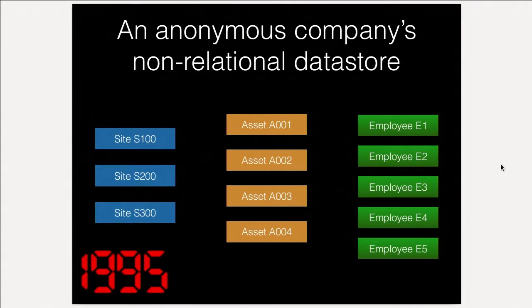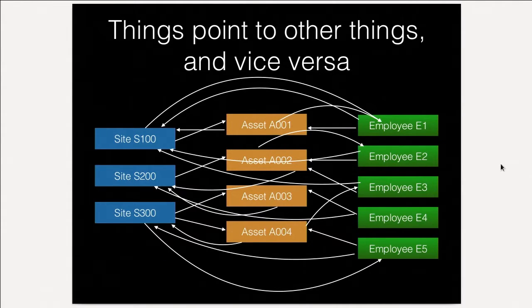I came across a client that had a non-relational data store, and they had lots of objects, more than millions and millions of things. These things were all connected to each other with pointers, and there were back pointers, so you could navigate from an asset to a site, and from a site back to all the assets. So you could navigate around this graph. But the forward pointers and back pointers were linked to each other.